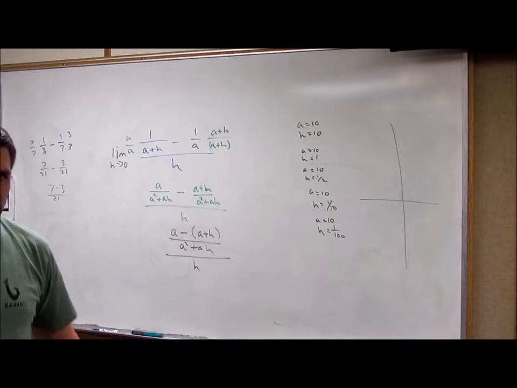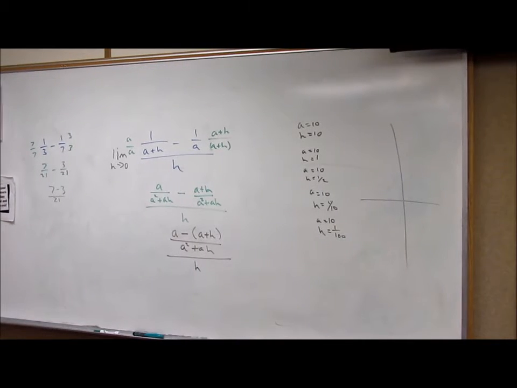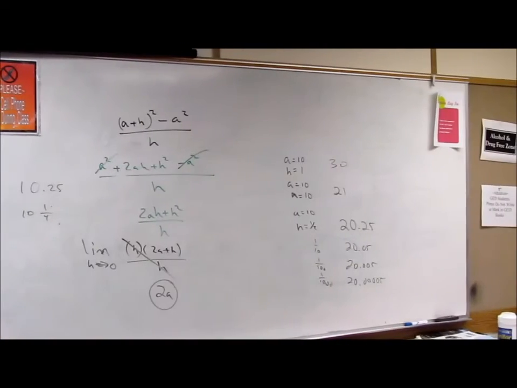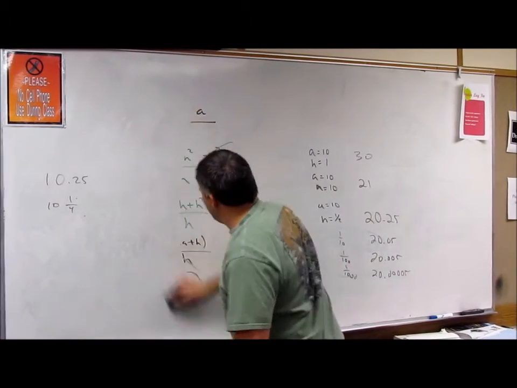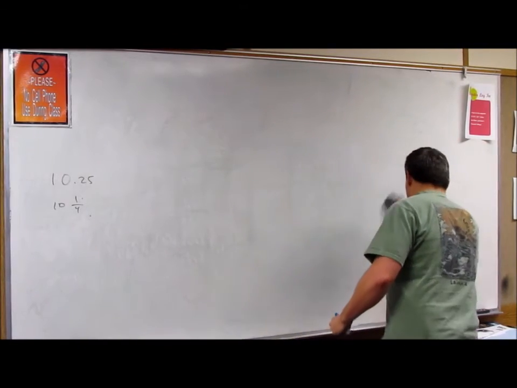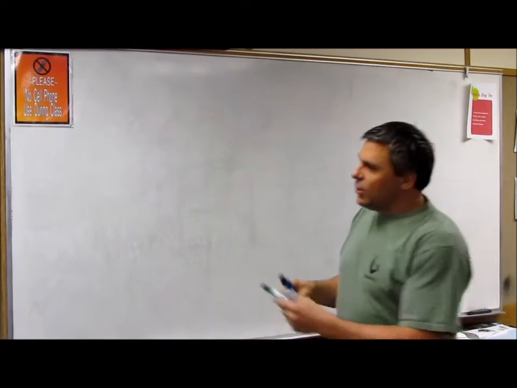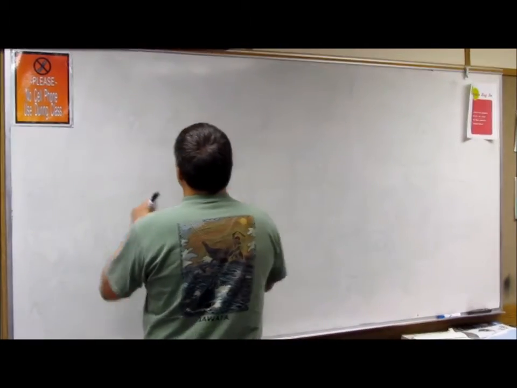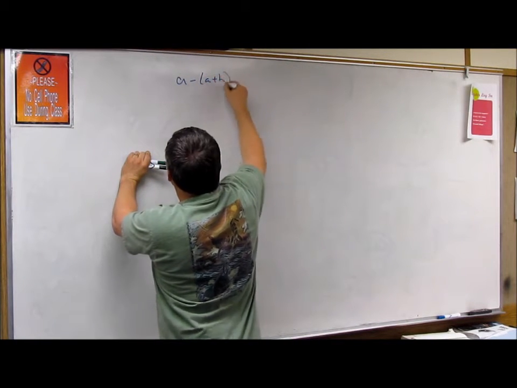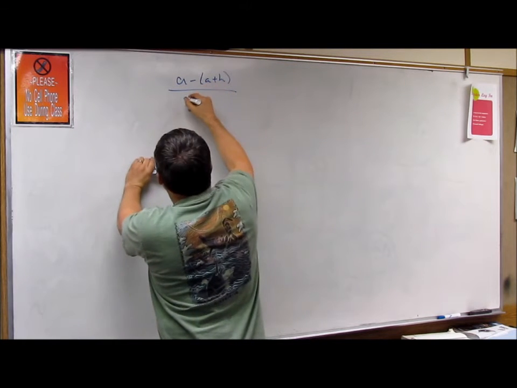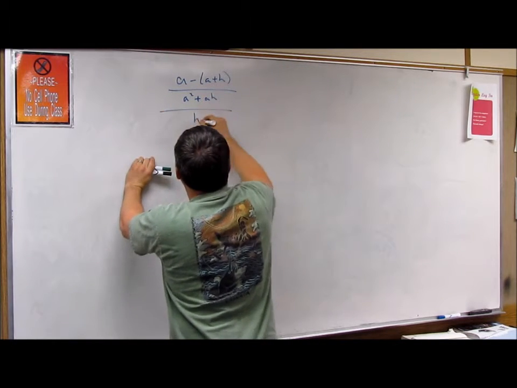So with that in mind, I want to bring it over to the other board. Ding, ding. And erase this stuff. Okay, and rewrite exactly what I have on the bottom there. So, a minus a plus h, all over a squared plus ah, all over h.